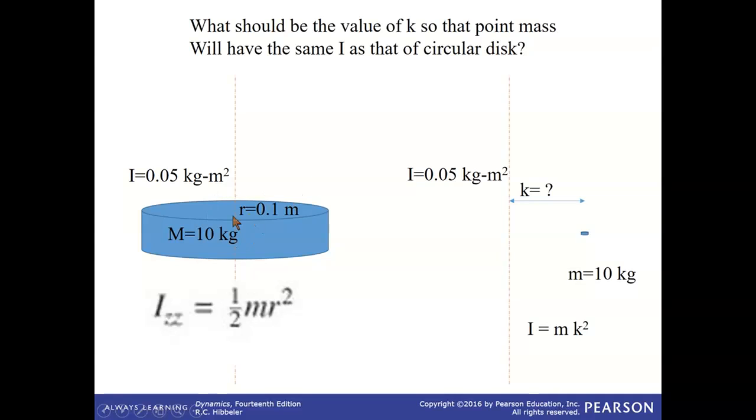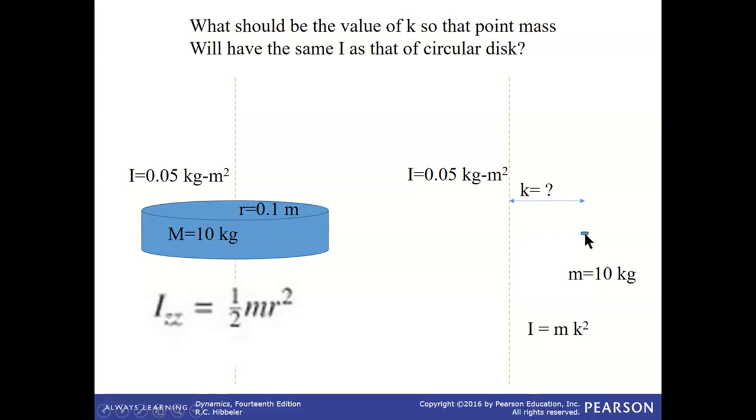Now instead of the circular disk, we replace this disk by a point mass which has the same value of 10 kilogram, but it does not have any shape or size. So it's a 10 kilogram mass located at some distance k away from the axis of rotation, and we would like to know what the value of k should be so that the point mass will have the same moment of inertia as that of the circular disk. In other words, if you replace the circular disk by a point mass and still want to maintain the moment of inertia of 0.05 kilogram meter square, at what distance should this mass be located away from the axis of rotation?